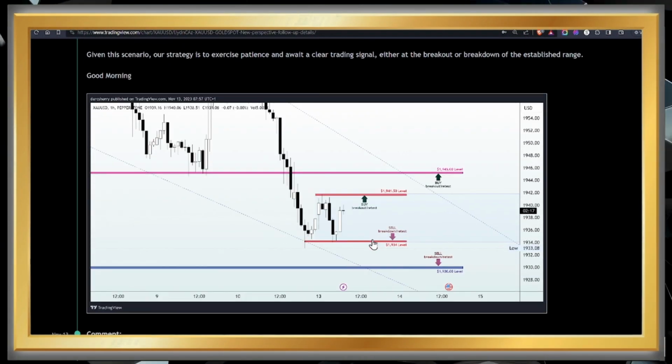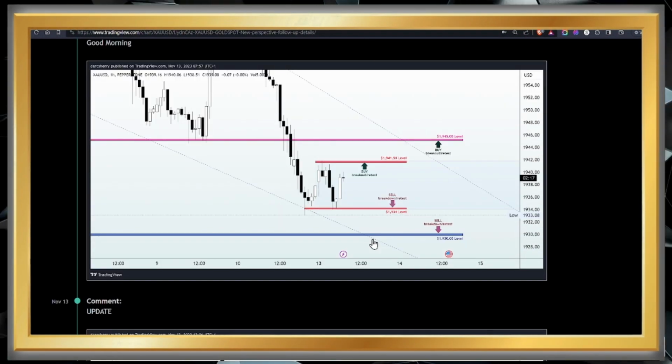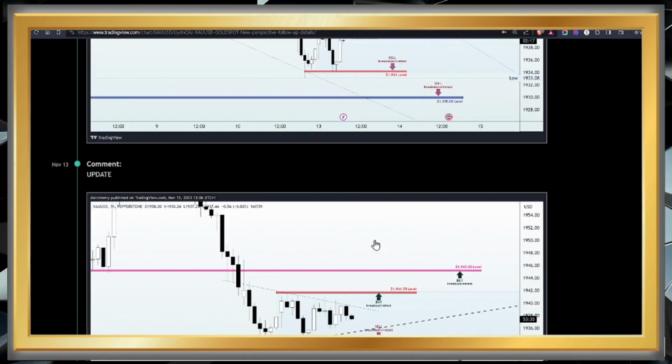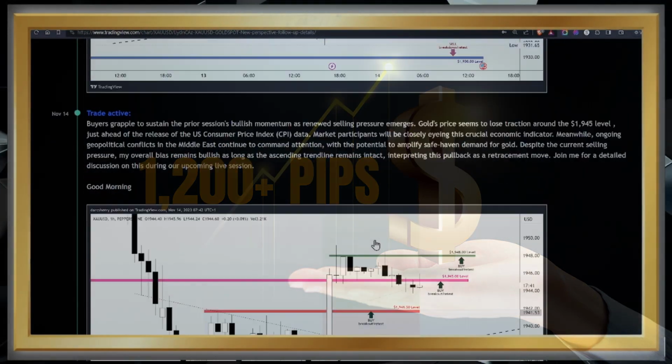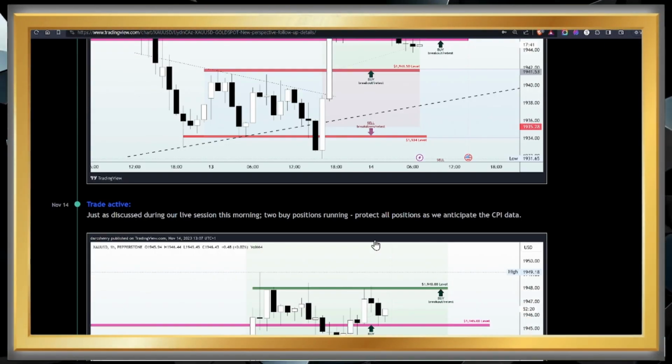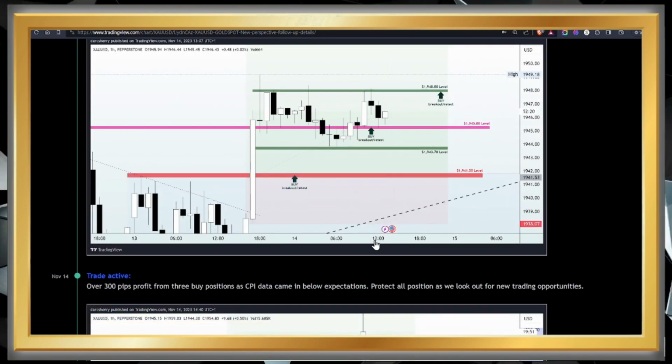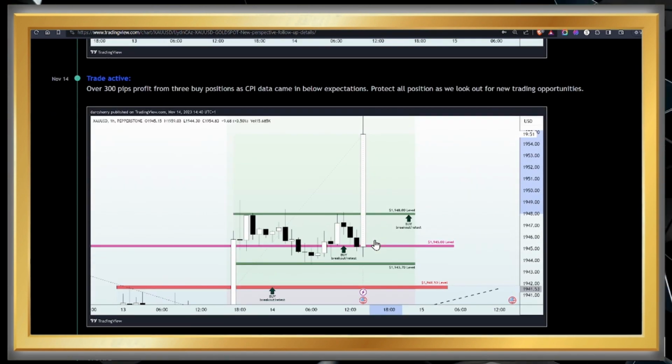Last week's trading setup provided us with a solid platform for leveraging the bullish momentum, yielding over 1,200 pips from multiple entries, as you will see highlighted in this commentary scrolling on your screen right now.